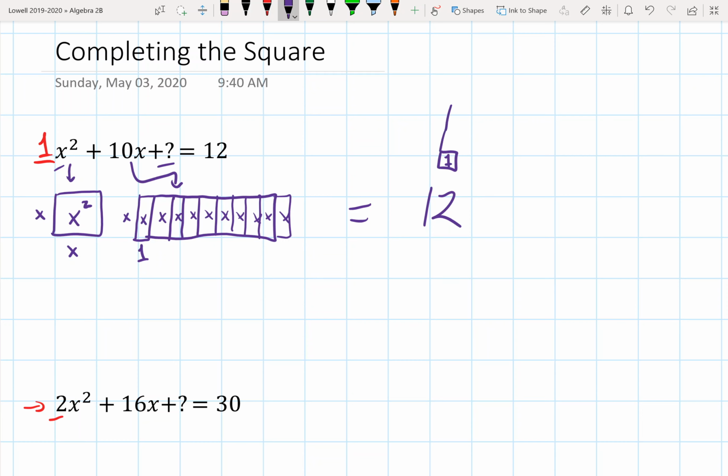Okay, 2, 3. Oops. That's a mistake right there. So I have 12 1 tiles on the right side now.